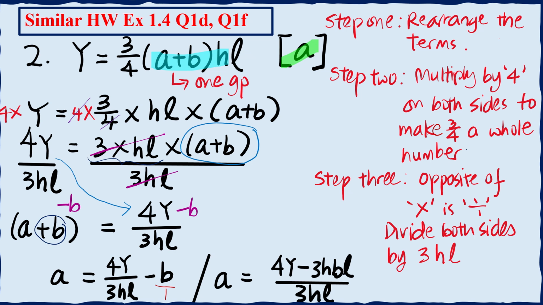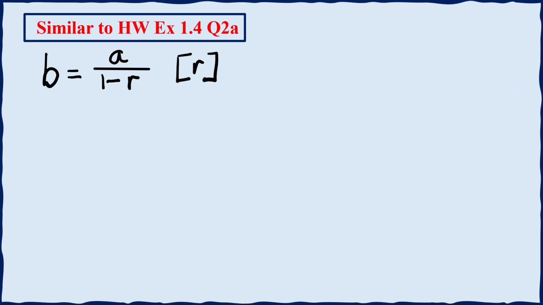Okay, but it is not necessary. And this is how we do question 2. For question 3, this is similar to the homework questions from exercise 1.4 question 2a. And if you examine the formula that's given to us, you see this is a fraction, right? A over 1 minus r is an algebraic fraction.